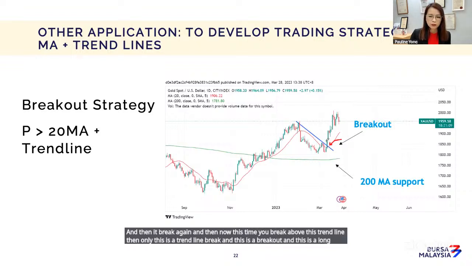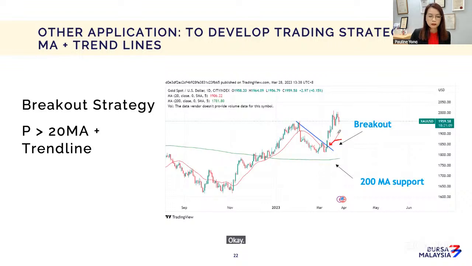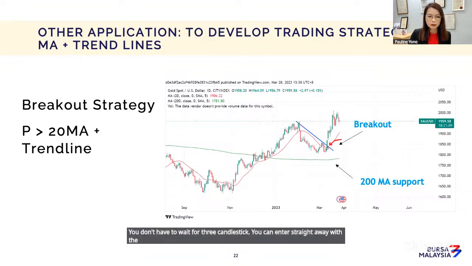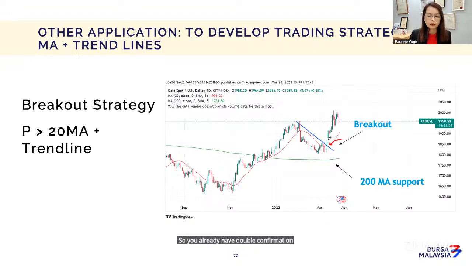With this trend line break, you may enter on the next candlestick. You don't have to wait for 3 candlesticks. You can enter straight away with the next candlestick, because this is double confirmation. This is one confirmation, and this is another line to double confirm it. So you already have double confirmation, and you don't have to wait for 3 candlesticks.